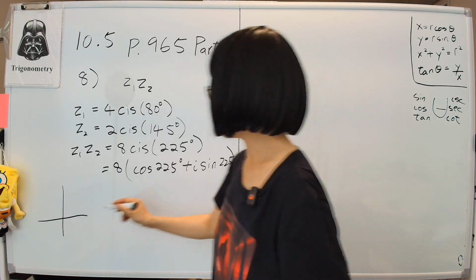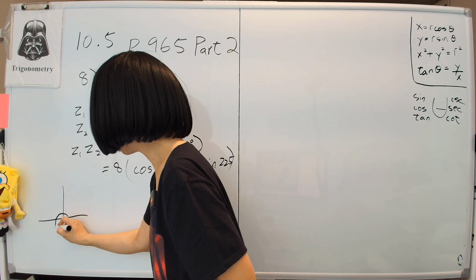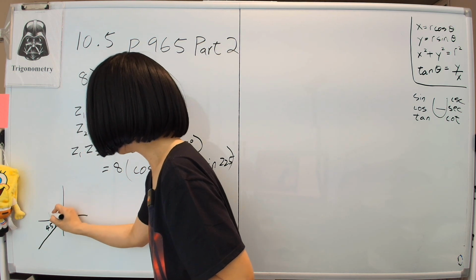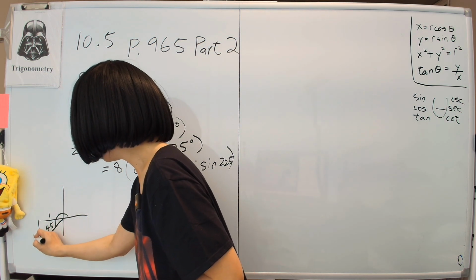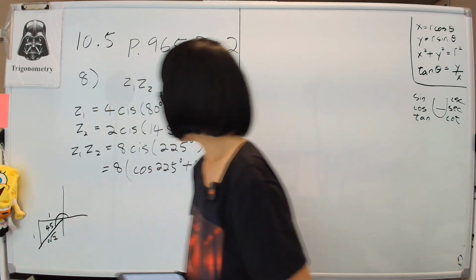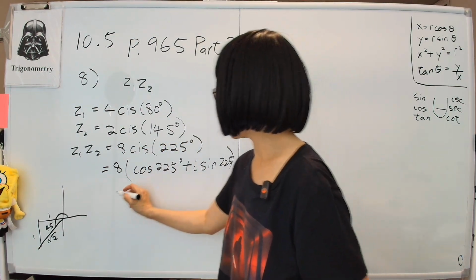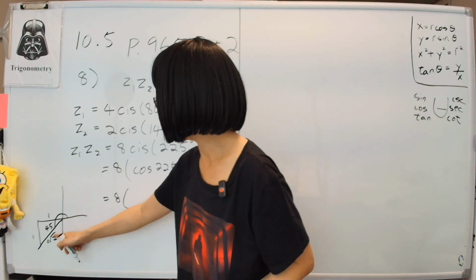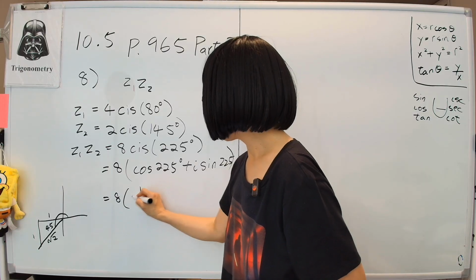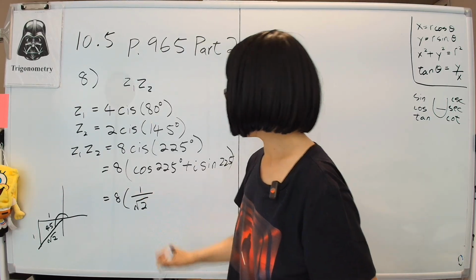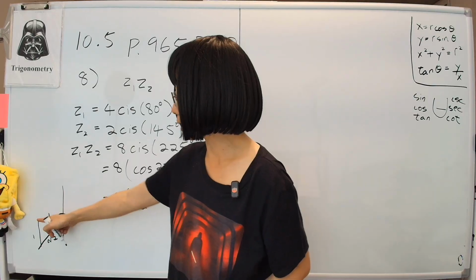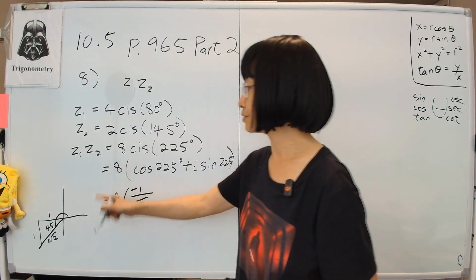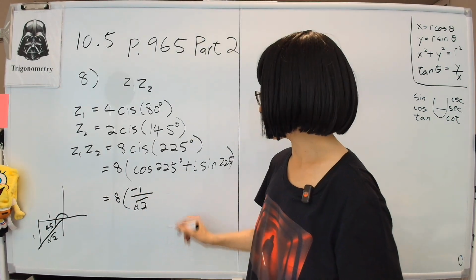Now 225 is 180 plus 45 degrees, so the reference angle is 45 degrees. And 45 degrees has the 1 over square root of 2 ratio. So that will be equal to 8 times, cosine 225 will be 1 over square root of 2. And not just that, this one is negative, because it's on the negative side of the x-axis. So the 1 is negative, so it would be negative.